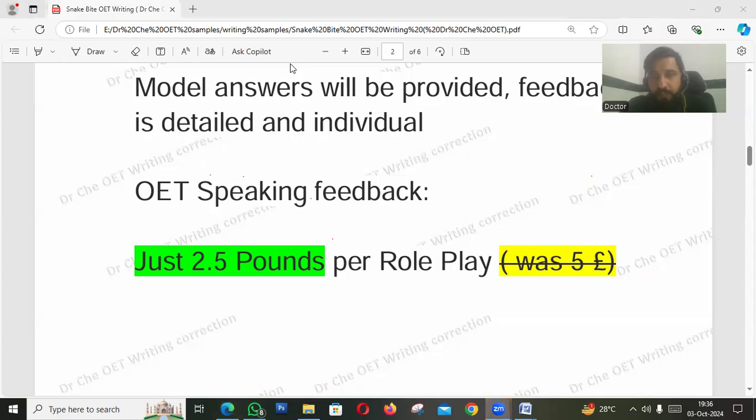And if anyone wants to participate, you can text me. I will give you the chance to participate. And you will do a role play. You will be the doctor, and I will be the patient. And after doing the role play, I will provide feedback, okay.